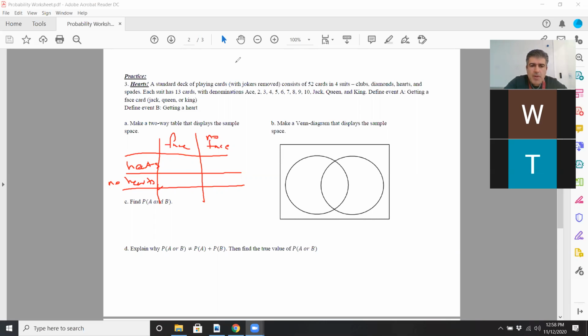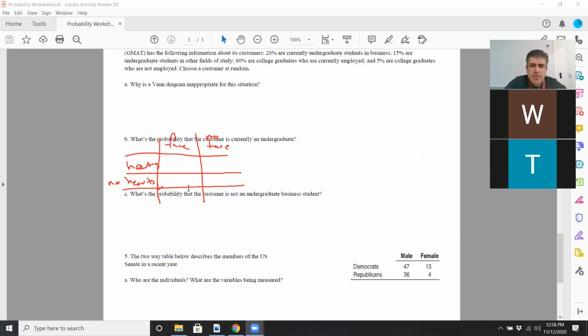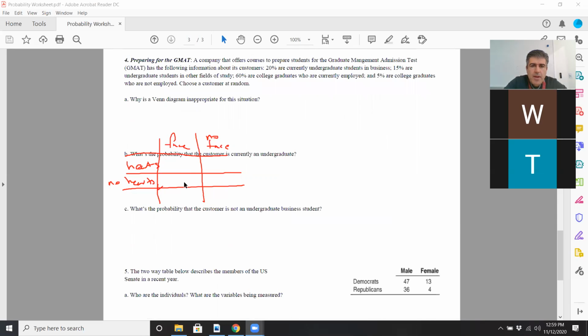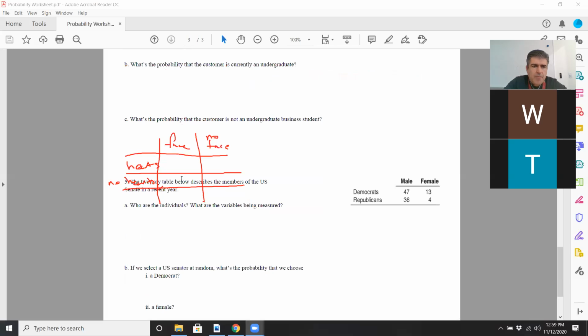Then after that, you guys will work on number 4. Number 4 is asking why a Venn diagram would not be appropriate. You'll answer that question. And then part B, you're going to answer that question. Part C, and then they'll do number 5 after that. So I'll give you guys about maybe 20 minutes to go through these problems.